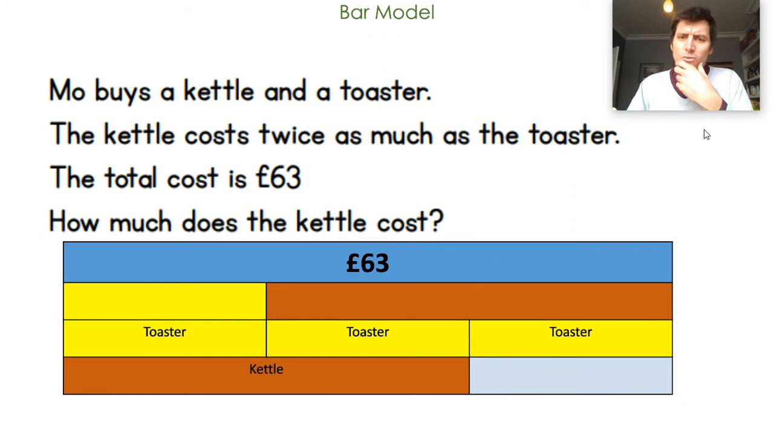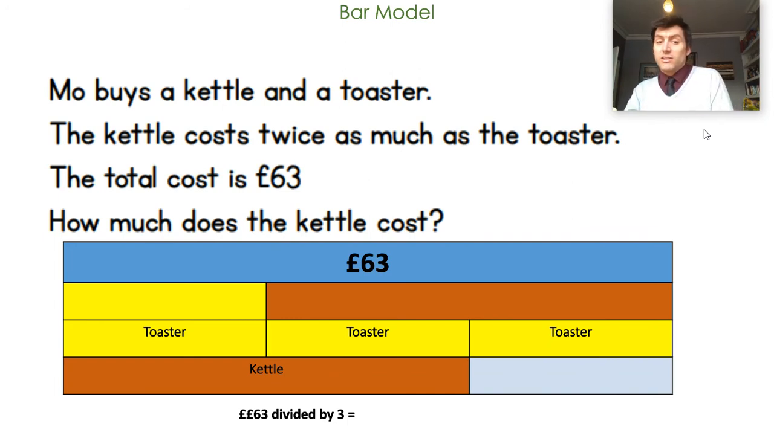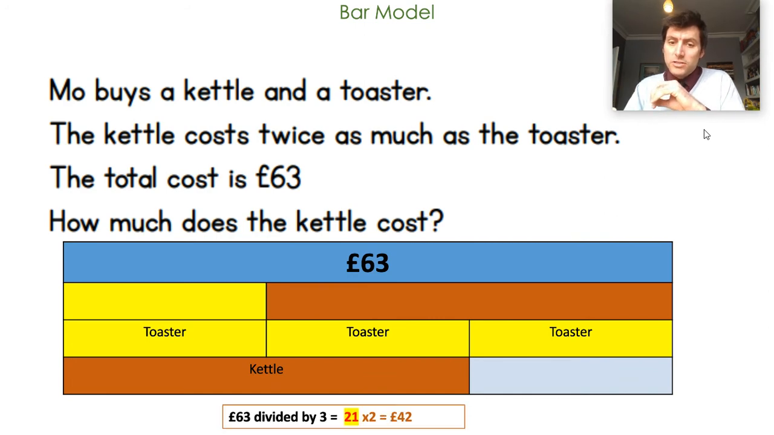Now I've got to work out what 63 divided by 3 is, because I want to work out what a toaster costs. Now 63 divided by 3 I can work out is £21. I know that 3 divided by 3 is 1, and 60 divided by 3 is 20. Now if I've got £21 for each of those, then I want 2 of those sections for a kettle, and therefore it's 21 multiplied by 2, which would be 42 for the kettle.